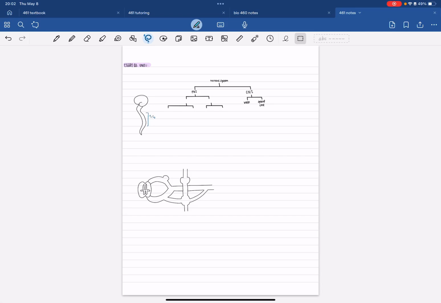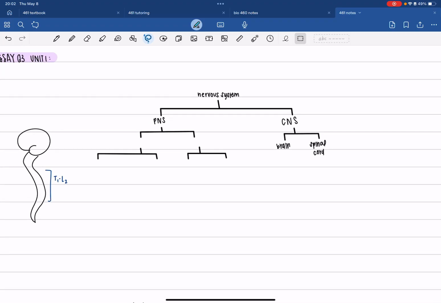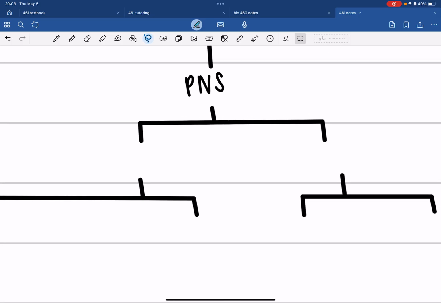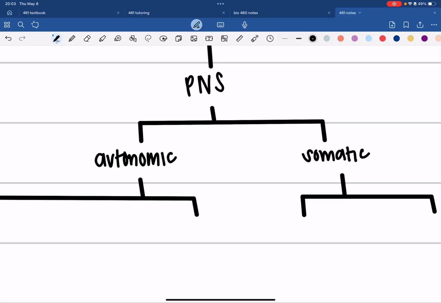Okay, so for Essay 3, Unit 1 of 461, today we're going to be talking about the nervous system and the different divisions of specifically the peripheral nervous system. So I've already separated out the nervous system into the central nervous system, which is just composed of the brain and the spinal cord, and then the peripheral nervous system. We'll be focusing in on this and specifically how this differentiates over into the autonomic, or involuntary portion, and then the somatic, or voluntary portion of the nervous system.